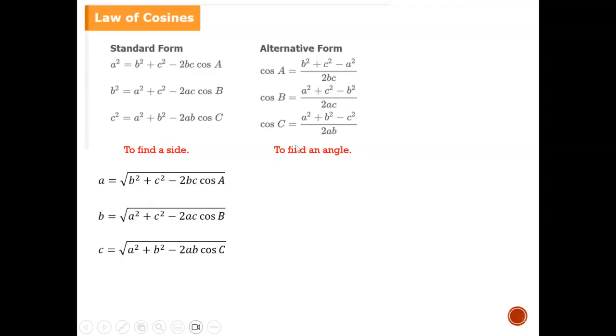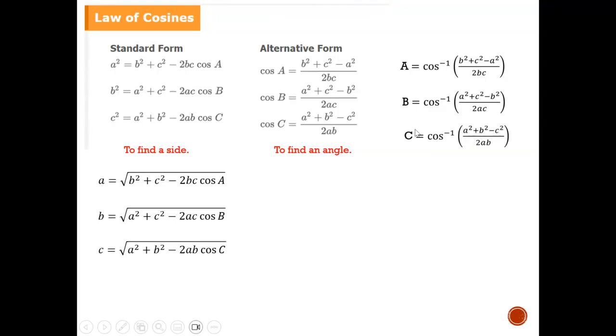Same thing for the alternative form for finding the angles. So here is going to be the inverse cosine. A equals the inverse cosine of B squared plus C squared minus A squared over 2BC. Same thing with angle B and same thing with angle C. So these are the ones that I'm going to be using, the simplified version ready for you to plug into the calculator.